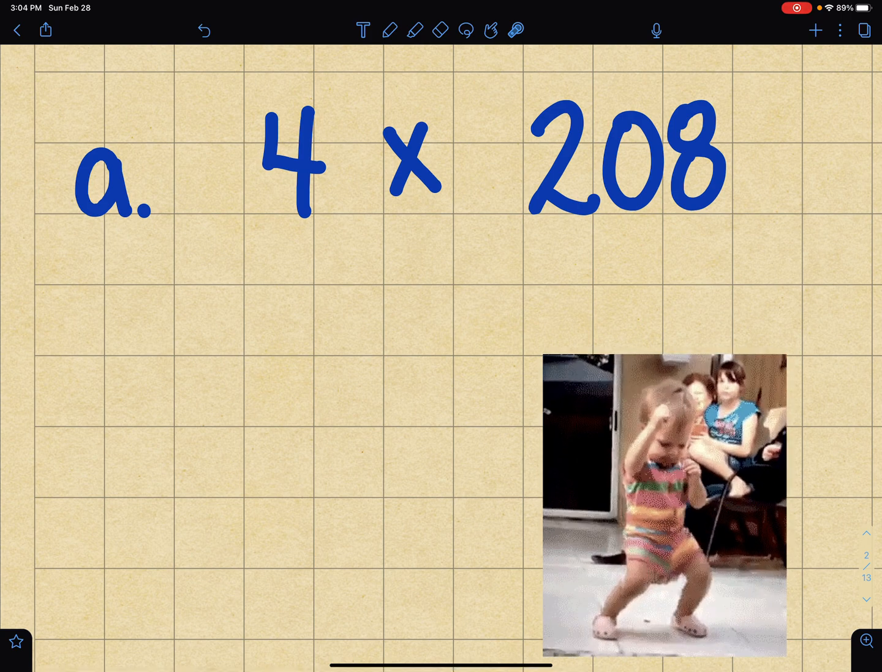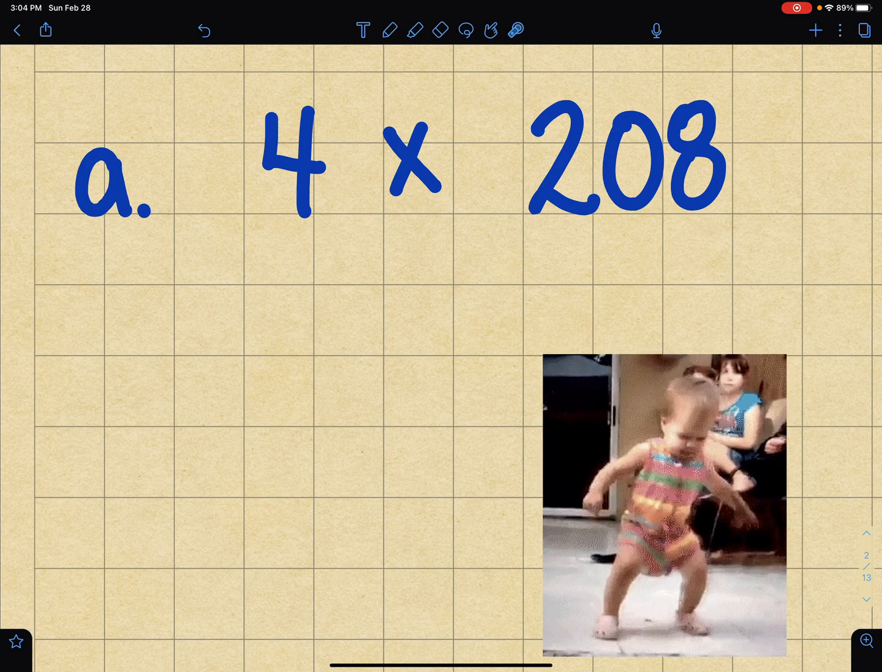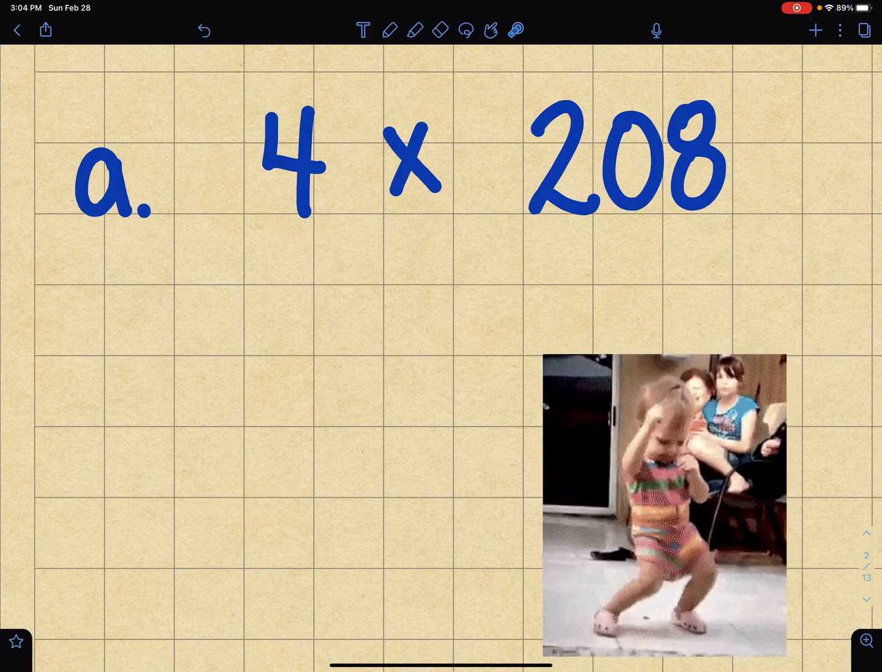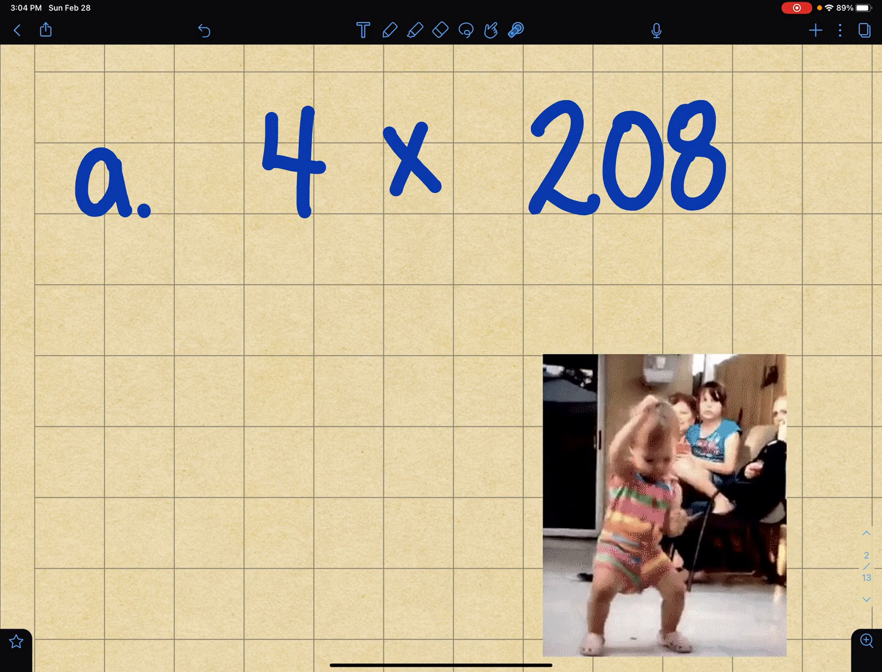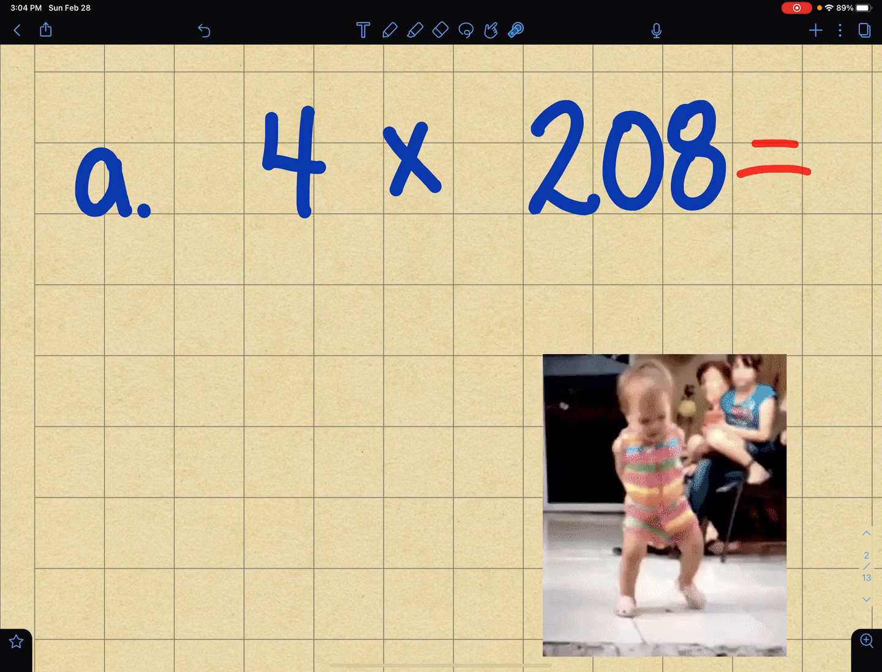All right, let's do the rest of mental math. These are the ones you do in your head. Pretend there's a madman who won't let you use a calculator. We're going to start with 4 times 208. Look at that cute baby dancing. She's pretty good. 4 times 208. Write your answer.